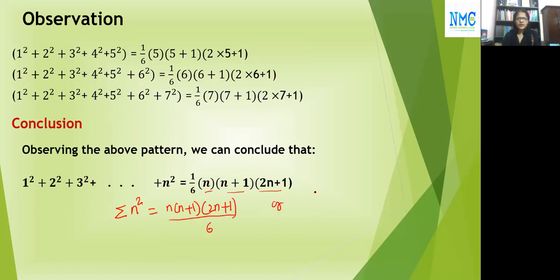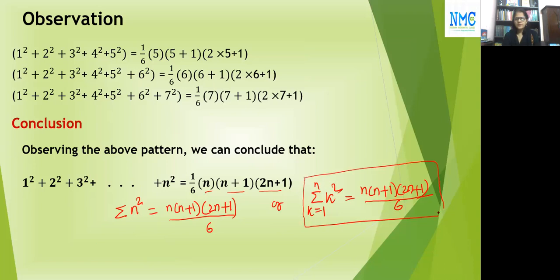Or you may write it like this also: sigma k square, k takes values from 1 to n, is equal to n into n plus 1 into 2n plus 1 by 6. So this is the formula you can use directly. What we could study from this activity: through this simple activity we derived the formula for this special series, the sum of the squares of the first n natural numbers, that is n into n plus 1 into 2n plus 1 divided by 6.